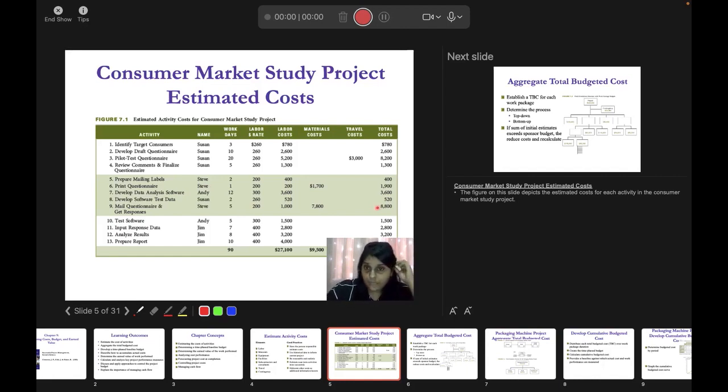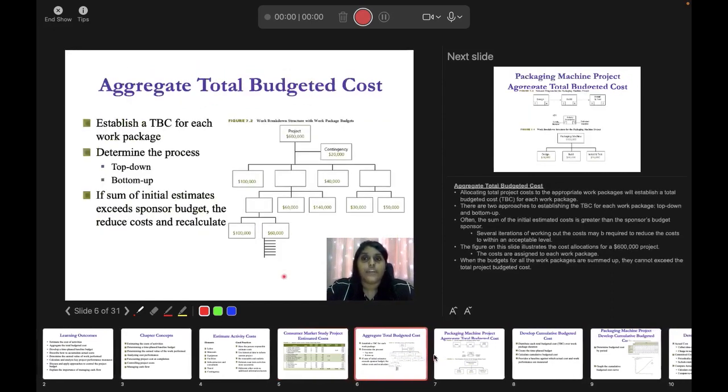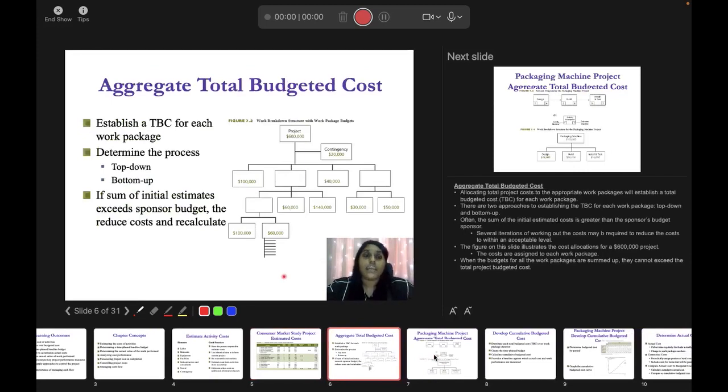Okay, right. So once you have figured out your estimated cost, then you have your aggregate total budgeted cost. Aggregated means gross budget. You do not use any discounts. You have not negotiated with anyone yet. This is going to be gross budget. Aggregate total budgeted cost allocates total project cost to the appropriate work packages, and will establish a total budgeted cost for each work package. There are two approaches to establish TBC for each work package: top down and bottom up.